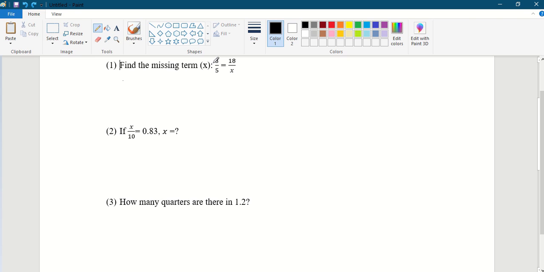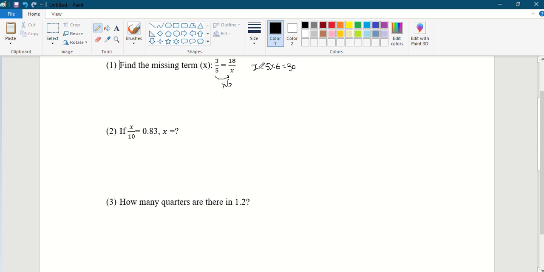One, try to look for a pattern from 3 to 18. How do we go from 3 to 18? And that is by multiplying by 6. So similarly, to go from 5 to x, it will be multiplied by 6. So 6 times 5 will give us x. So in that case, 5 times 6, x will be 30. This is one way to look at it.